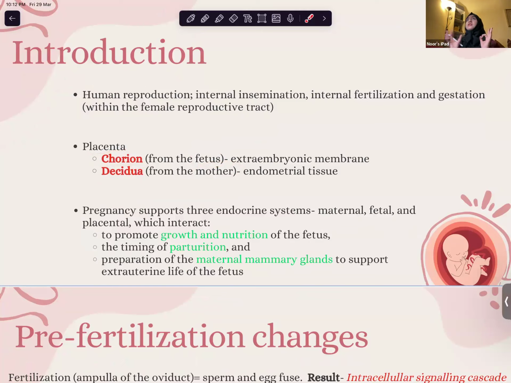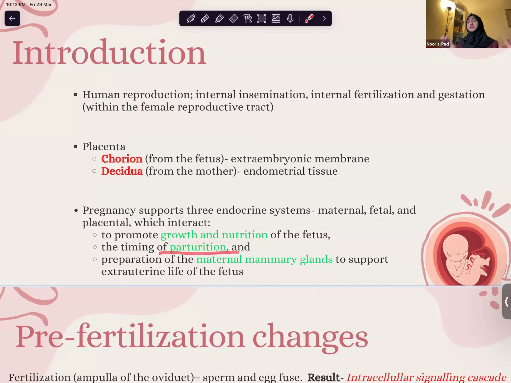You know how pregnancy is all under the control of hormones, and for sure we need an endocrine system here. But what are the three areas that are involved within the system? It's basically the maternal side, the fetal side, and the placental side. Why is it done? That is done to promote the growth and nutrition of the fetus.